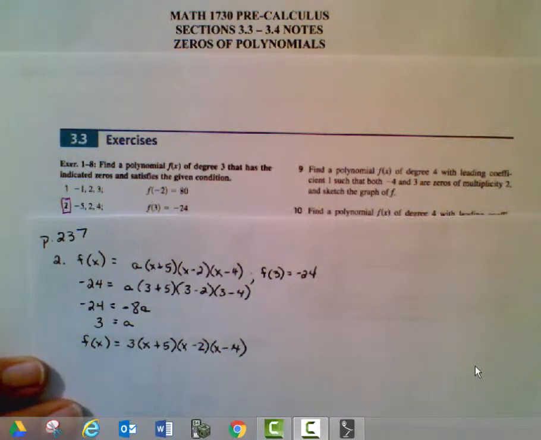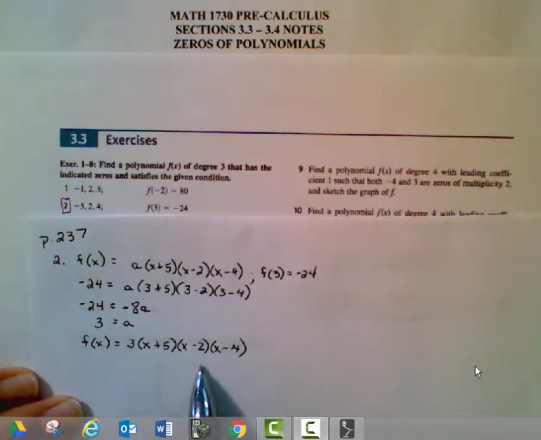Now, in the answer in the back of the book, they have probably multiplied that out and written it in standard form, and that's okay. I'm not going to ask you to do that on the test because it's time consuming. If you just leave that in factored form, that's fine.